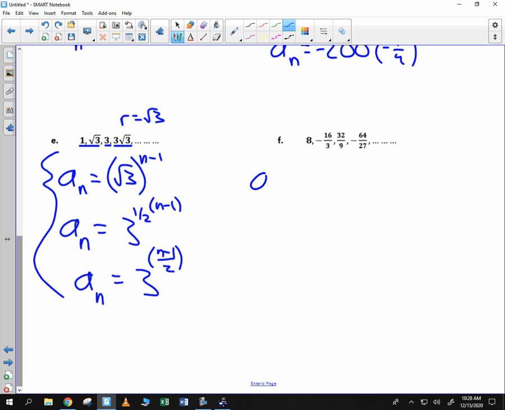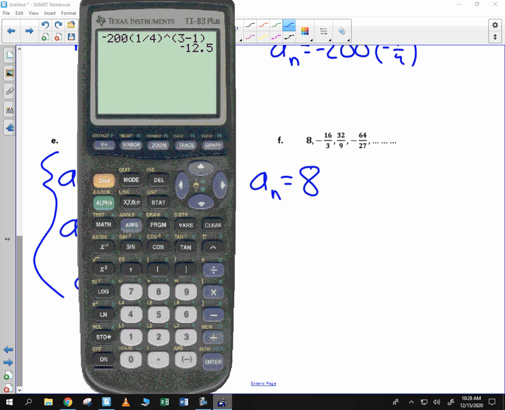And your last one, a sub n, is equal to your first term, which is 8, times your ratio. What is the ratio? Sometimes difficult to see. If you take any two terms and divide them, say negative 64 over 27, and we'll divide it by the previous one, 32 over 9. That should tell us what the ratio is. Yep, negative 2/3. If you're not convinced, try a different one.